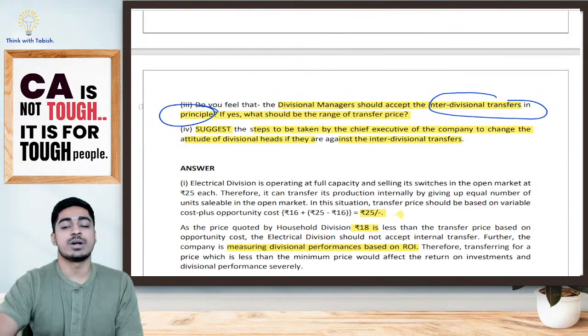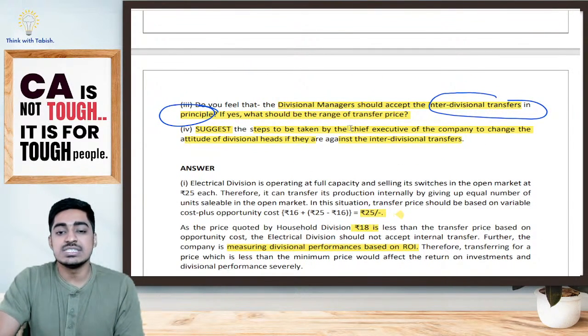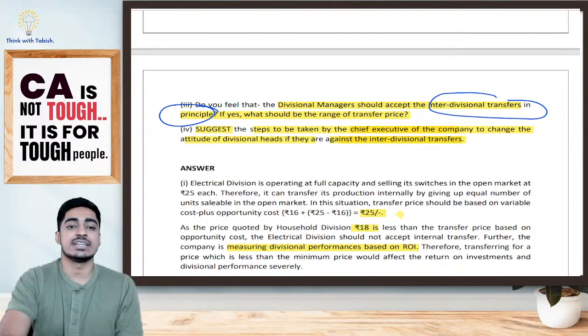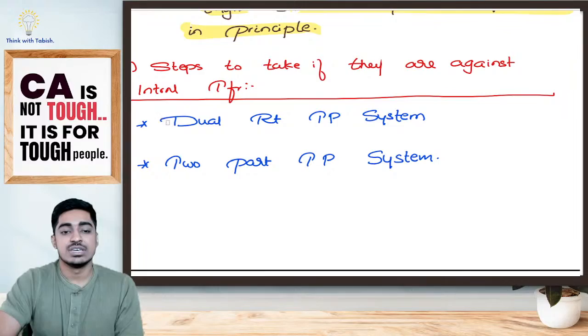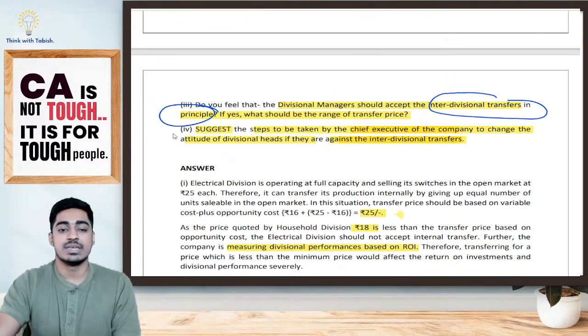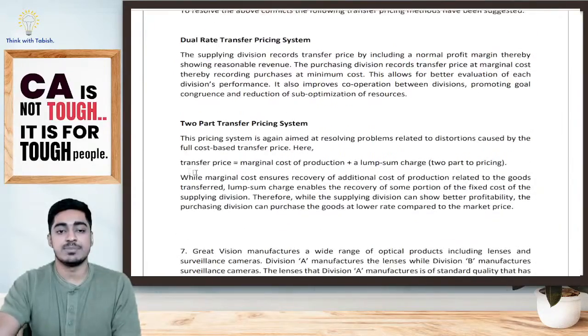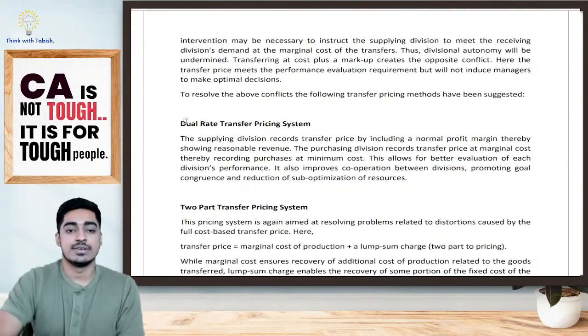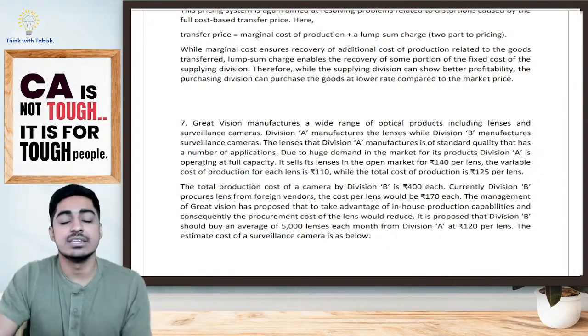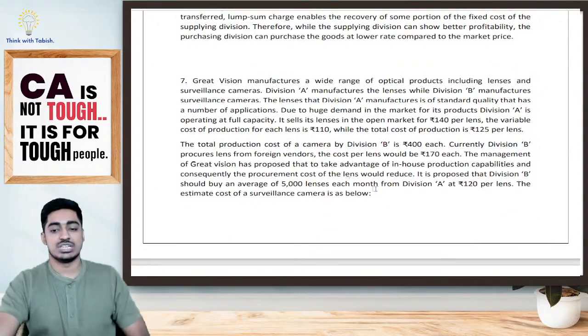So in the fourth part of the question, they have asked what the CEO should do if they are against interdivisional transfer. We have two methods, the dual rate transfer pricing system and the two-part transfer pricing system. The complete theory that we have told has to be explained. See, dual rate and two-part are explained. Is it clear, students? This was question number 6.